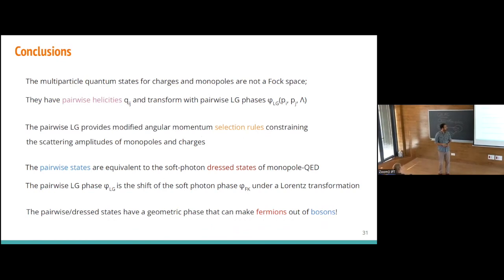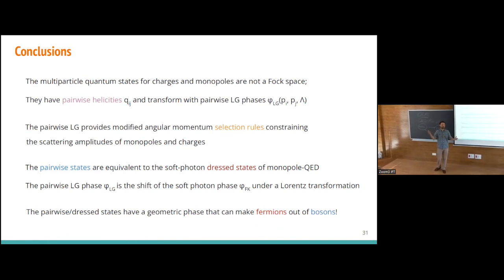Multiparticle quantum states for charges and monopoles are not in Fock space. They have pairwise helicities, these extra quantum numbers associated with pairs, and pairwise little group phases. The pairwise little group provides modified angular momentum selection rules, constraining scattering and leading to very surprising processes, like a left-handed fermion becoming a right-handed fermion with 100% of the S wave, or even a proton becoming an electron and a pion 100% of the time in the S wave.